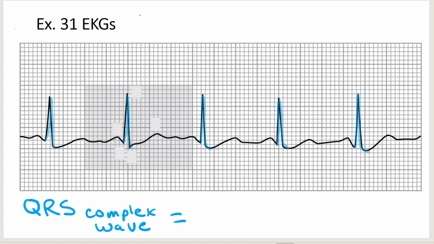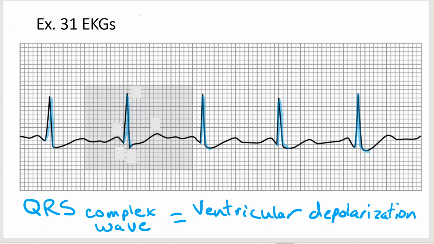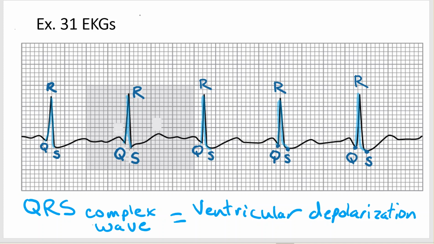The next structure that occurs right after the P wave is the QRS complex, or the QRS wave. And what the QRS wave measures, the main thing it measures, is ventricular depolarization. And here are all the QRS complexes labeled on this EKG.